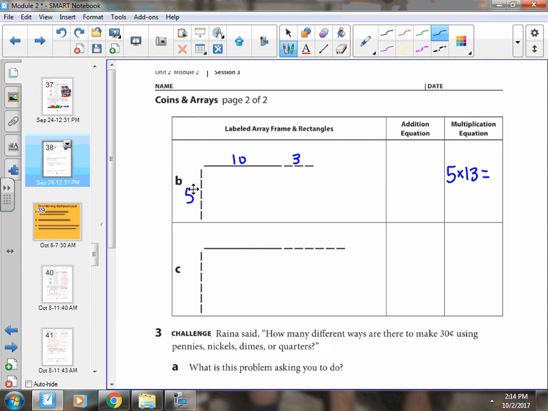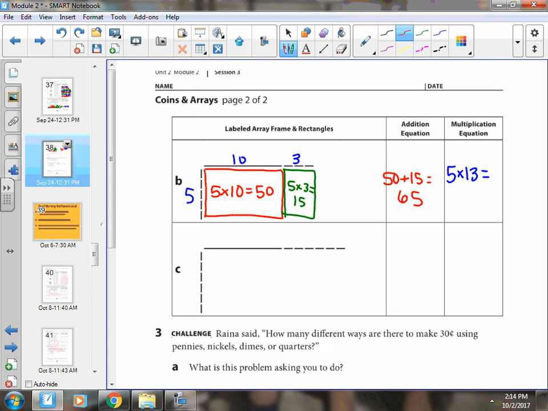In order to figure out the answer in this way, using multiplication arrays, would be to do chunk by chunk. A 5 by 10 area gives me an area of 50. And a 5 by 3 area is 15. Put them both together. 50 plus 15 equals 65. So the whole 5 times 13 is 65.